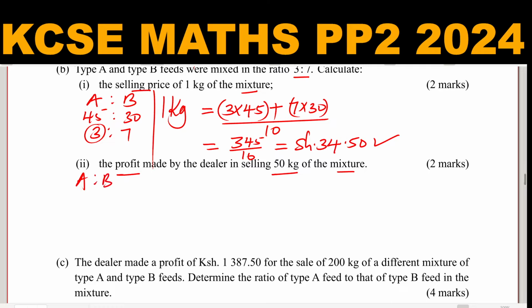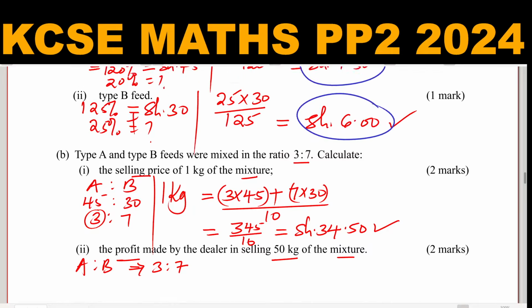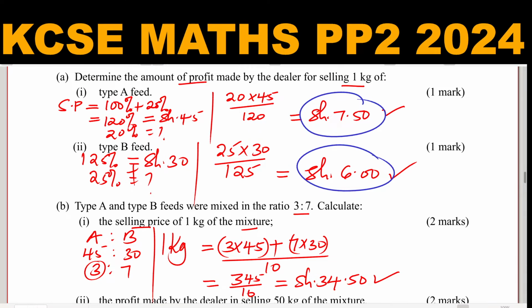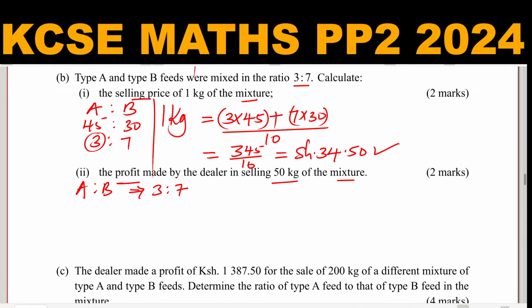So the ratio was 3:7, and we have the profit. The profit made by type A feed was 7 shillings and 50 cents, and then type B was 6 shillings. So we are going to get the profit of 1 kg of the mixture.